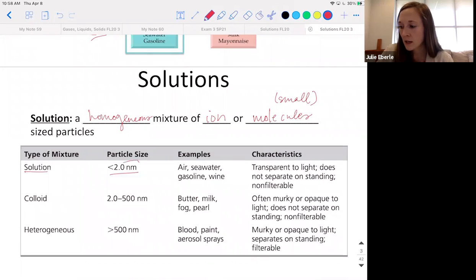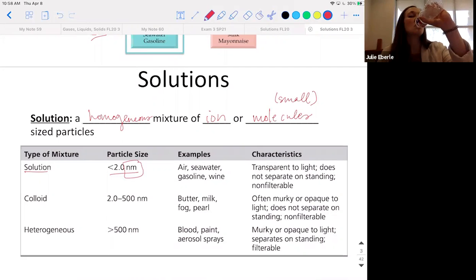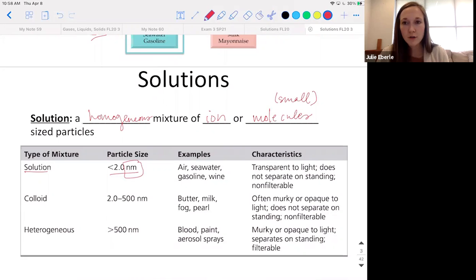Do you guys remember a nanometer? Anybody remember how many nanometers are in a meter? There's a lot. More than a million. Okay, Gliana got it. A billion. Okay, 10 to the 9 nanometers in 1 meter. So incredibly small size particles in a solution. So small that you cannot filter them out. Okay, run them through a filter, nothing's going to separate out. They're just too small. Solutions tend to be like you can see through them. They're transparent to the light.